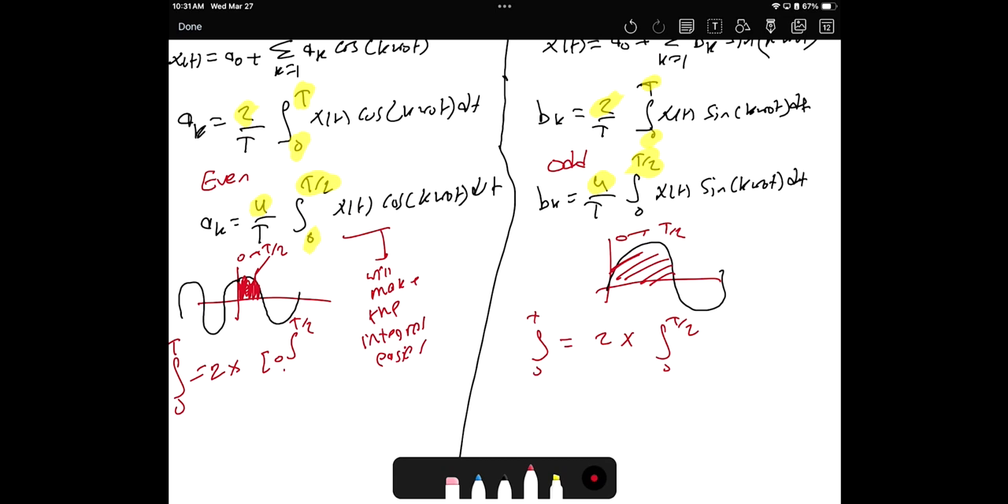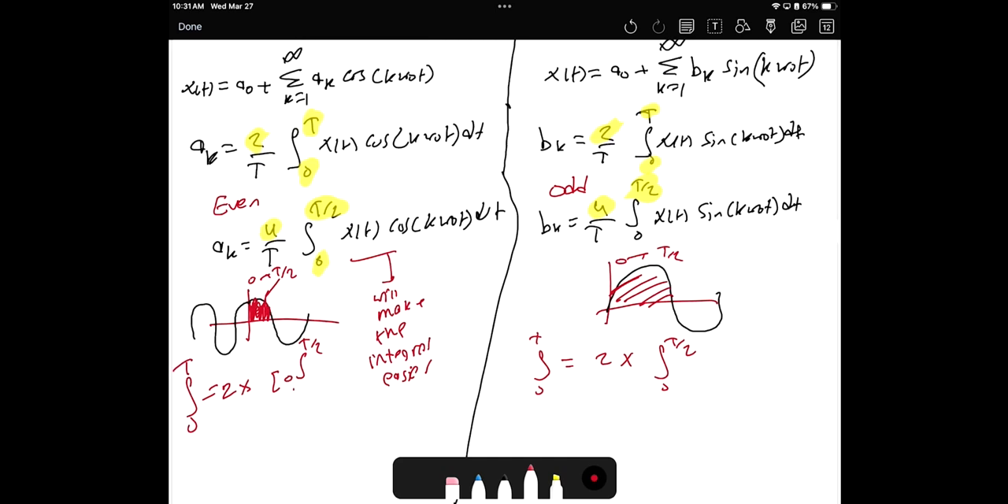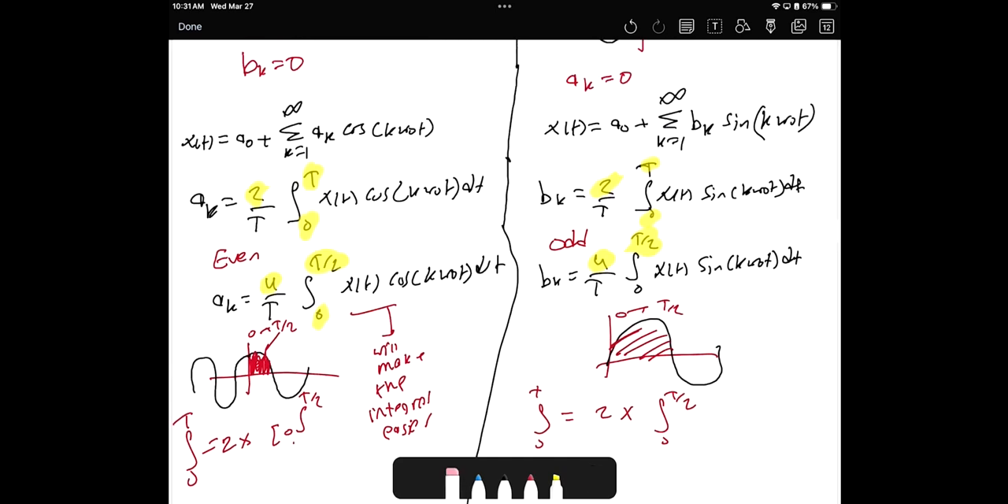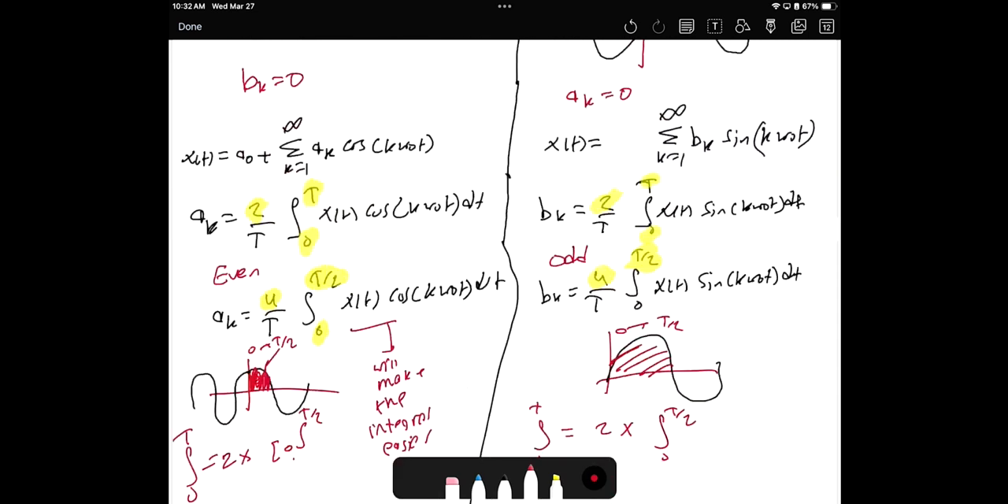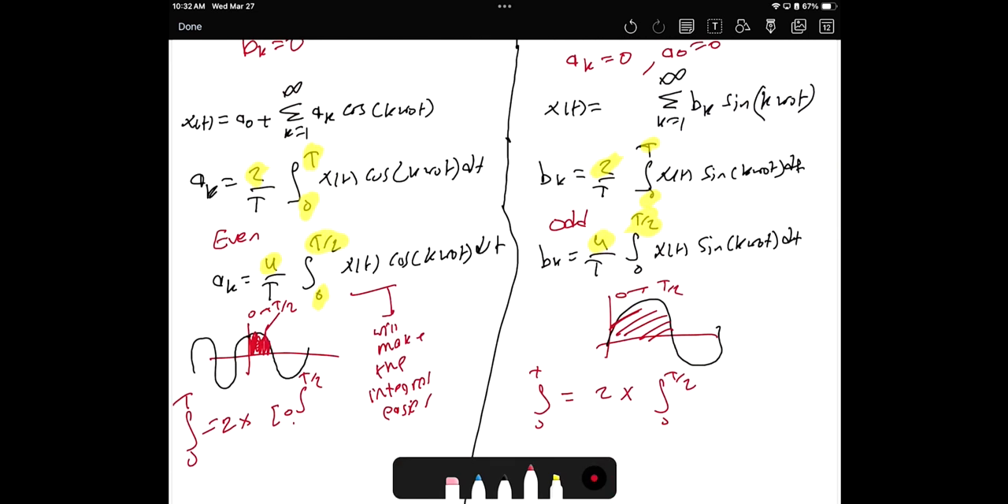Okay? So if the function has even symmetry, and also in the odd case, I just want to make the expression, there will be no a0. So keep in mind, if it is odd, no a's, there will be only b's. If it is even, no b's, there will be only a's. Okay?